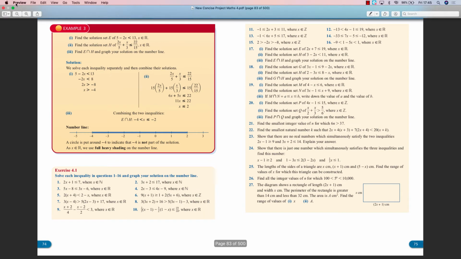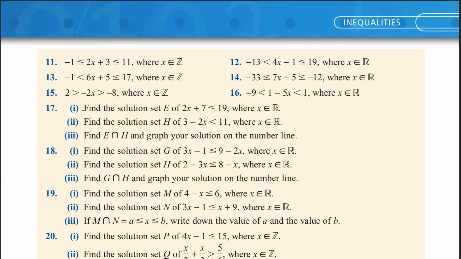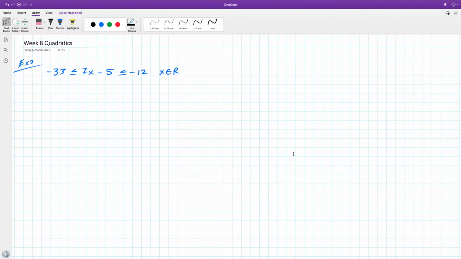One more minute. Right, have a little look at it. So, split it out into two. Out here and out here.